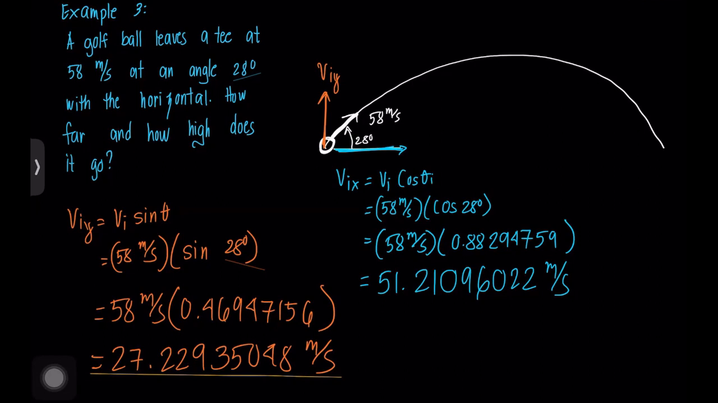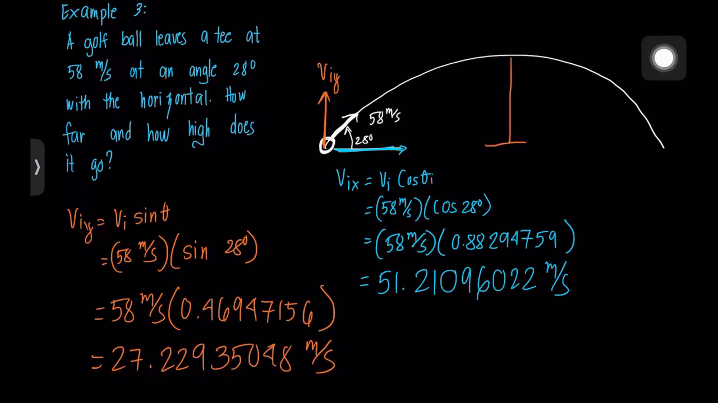When you are asked how high, you're referring to the maximum height. I think this is very similar to our discussion last time, example number 2. And when you are asked how far, this is the x, the range, and this is the height. Let's solve for the height first.